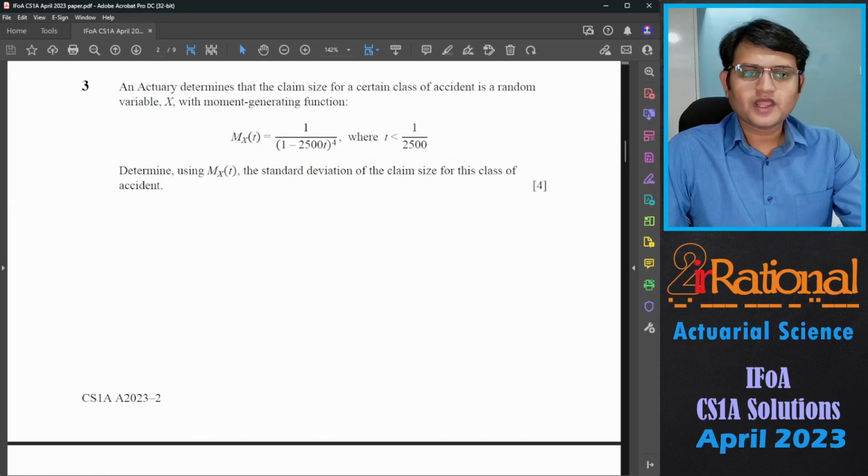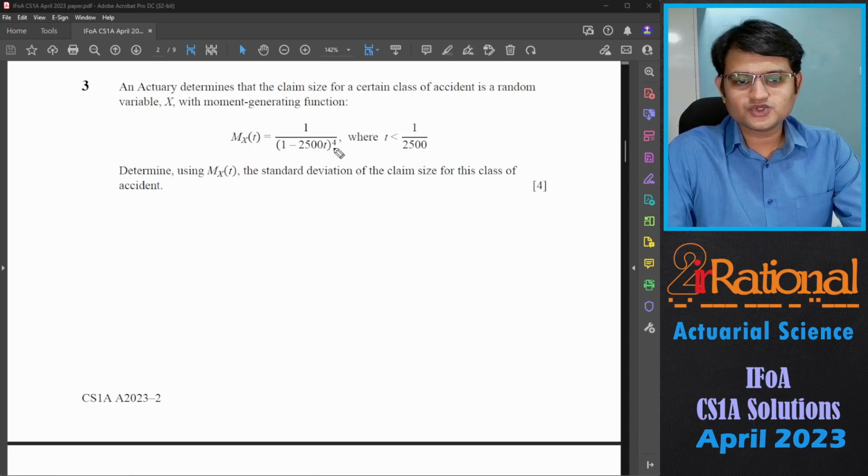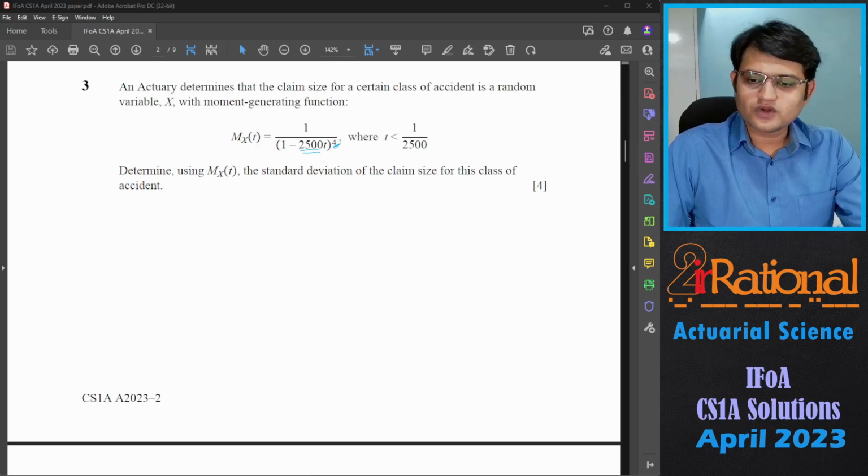Question number 3. An actuary determines that the claim size for a certain class of accident is a random variable x with the moment generating function given as this. Determine using M_X(t) the standard deviation of the claim size for this class of accidents. So here, just by looking at the M_X(t), you should be able to recognize that this seems to be a gamma distribution where alpha is 4 and lambda seems to be 1 by 2500. It's not useful in the question, but you should be able to recognize it.